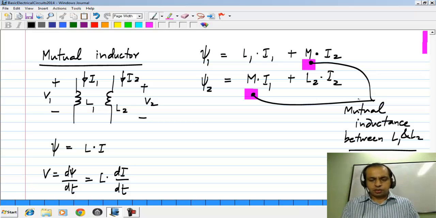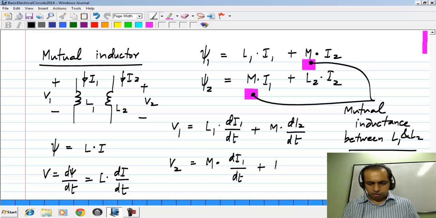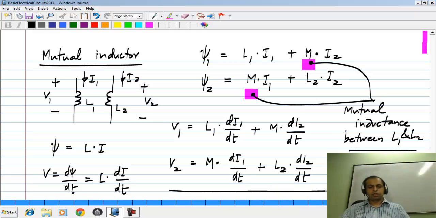So because of this, again we can get the current voltage relationships, which are that V1 is L1 di1 by dt plus M di2 by dt, and V2 is M di1 by dt plus L2 di2 by dt. Okay. So this is a mutual inductor, and the voltage depends on the rate of change of both coils.